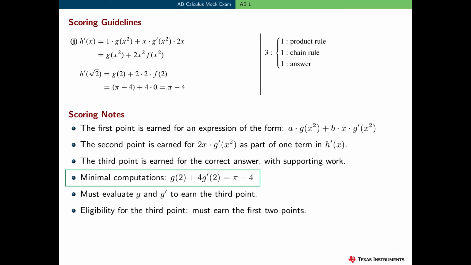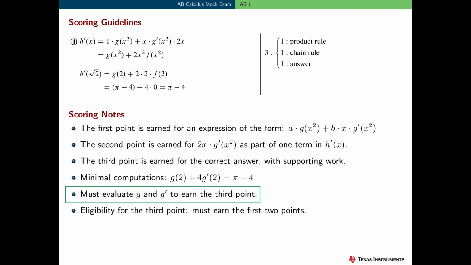Now, some students don't communicate much in solving a problem like this. So we often draw this sort of line in the sand. This is the minimal computations that are necessary to show to earn all 3 points in this problem. Now look, we'd really like to see more, but this conveys just enough understanding of the product rule and the chain rule, and it includes the final answer.